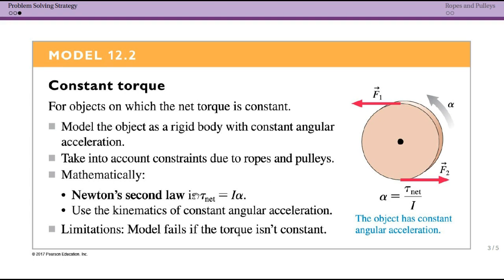And then mathematically, we have a new version of Newton's second law, which is just like the old one, which was F equals ma, but now it's tau net equals our moment of inertia times angular acceleration. So this will work if you have a constant net torque, which is causing a constant angular acceleration. We will have a different model that you use when you have no net torque, so it's an equilibrium model. We'll talk about that in the next section, I think.